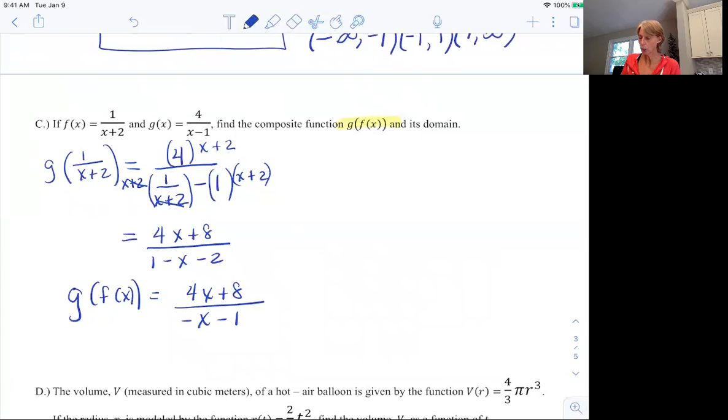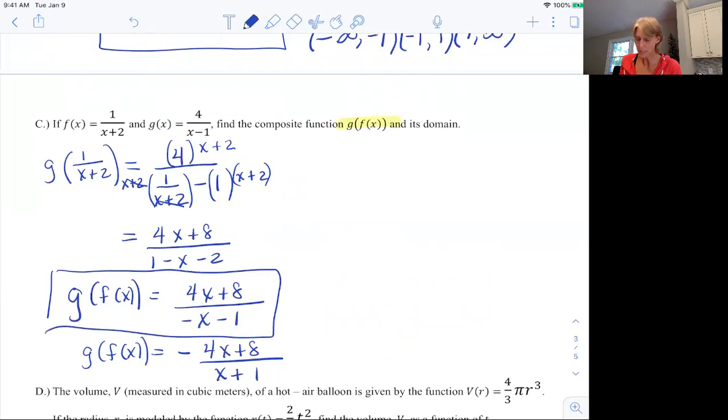If you were to actually look up this answer in a textbook, the textbook would probably pull that negative out front and write it like that. All you're doing is factoring that negative. But I'm okay with you guys leaving the answer just like this. Totally fine. Now let's work on the domain.